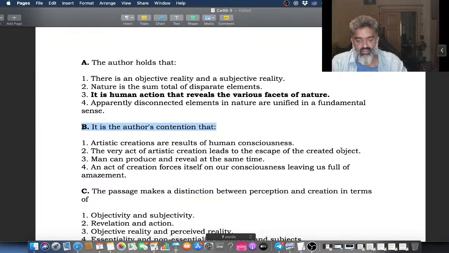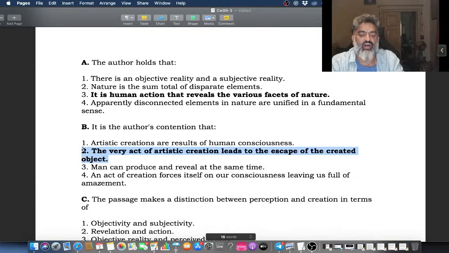Perfect, Maverick. Maverick says B. I just read it. The very act of artistic creation leads to the escape of the created object. The object becomes inessential in another language, or I think I read this language as well somewhere in the paragraph. So very easy, and the rest of the things are just going to be completely kind of nonsensical.